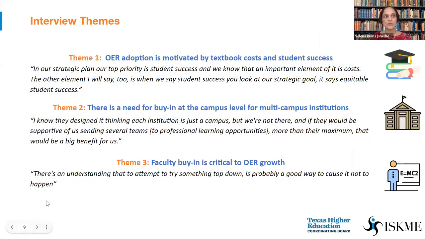So in the interviews, we attempted to see what the landscape of OER was at these different institutions, and nine different themes emerged from the interview data. The first of which is that, similarly across all of the institutions, the reason for OER adoption had to do with wanting to reduce textbook costs for students. But there was also a very deep interest in how that related to equity and student success.